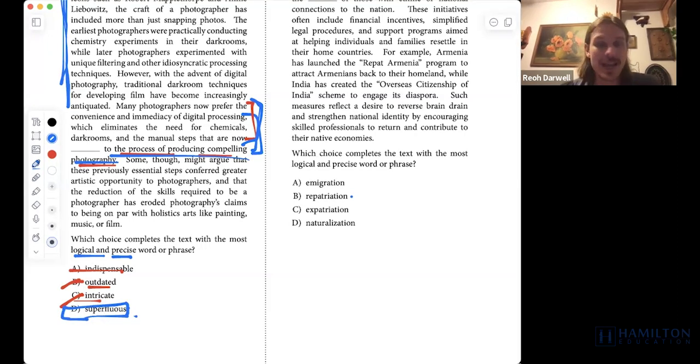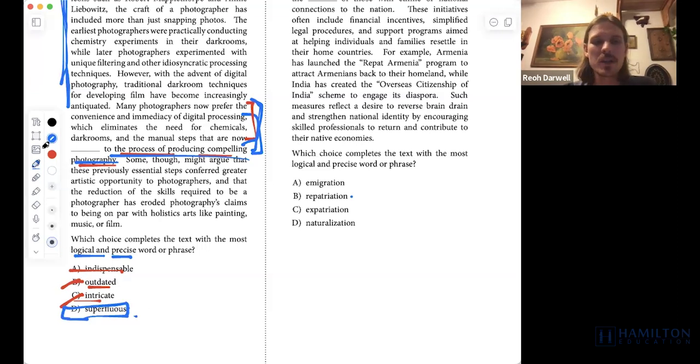Superfluous means exactly that, right? If something is superfluous, it's extra stuff that we just don't need, right? Unnecessary, that is just there, that's more than we need to do. Okay, so D is the most precise word and is the most logical there.